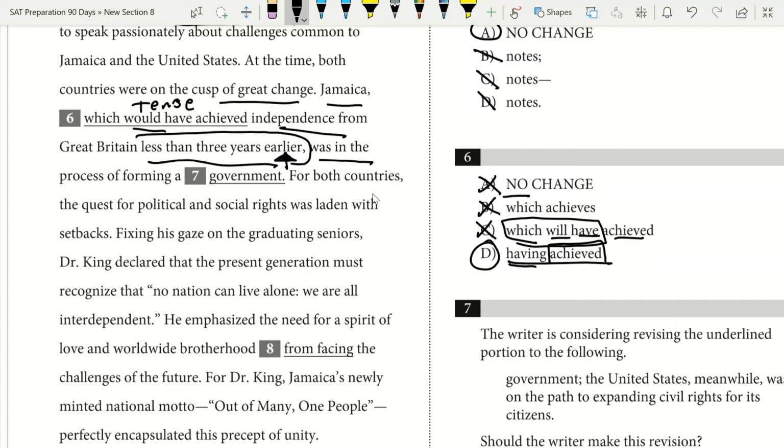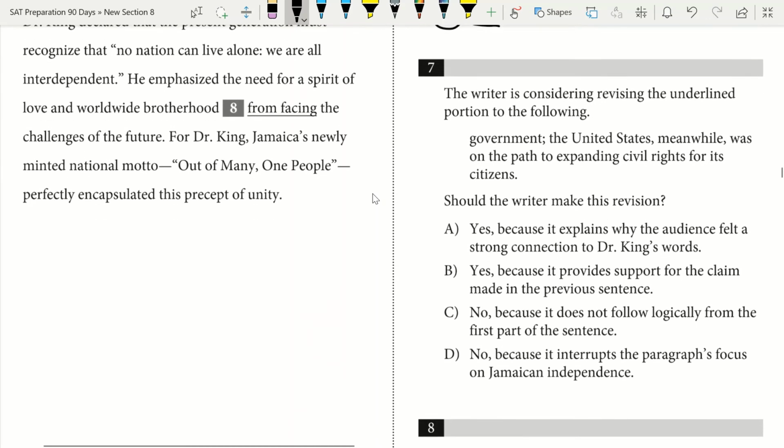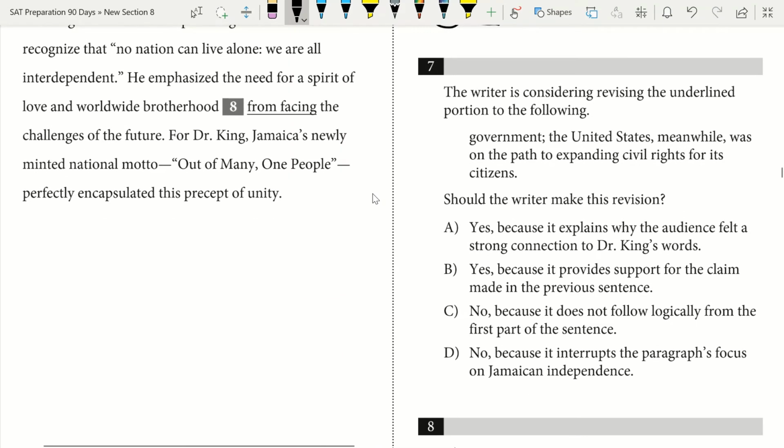All right, so we have "Jamaica having achieved independence from Great Britain less than 3 years earlier was in the process of forming a government." Well, what kind of government, right? We want to know more. So in this case, the writer's considering revising it to the following: "Government in the United States, meanwhile, was on the path to expanding civil rights for its citizens."